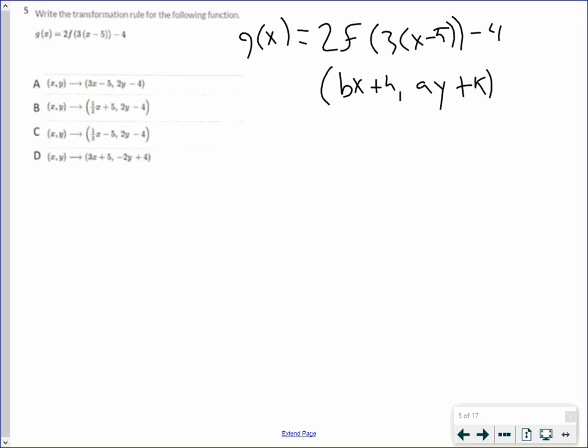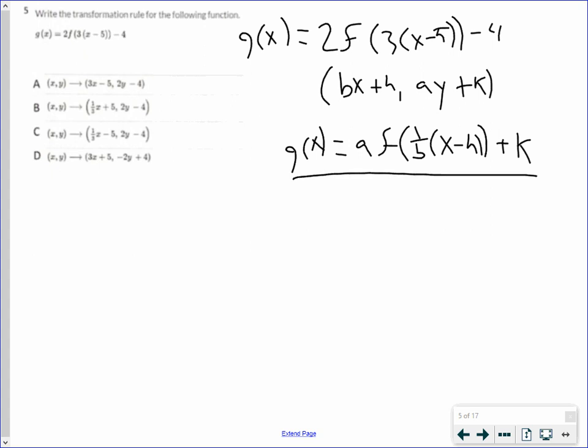And our standard form for the function is g of x equals a f of 1 over b times x minus h, plus k. Sorry, not our standard form, but our vertex form of a function. So we're going to look at the function that they gave us, our g of x, and make our own transformation rule and see which answer choice it is. Before we do that, we need to figure out what our a, b, h, and k are.